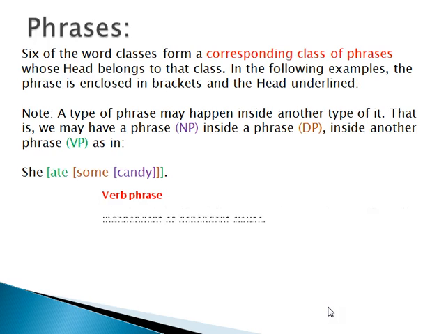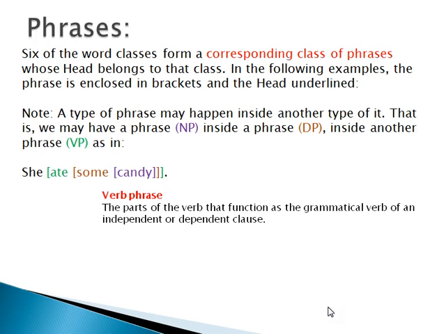So the verb phrase, I looked for a definition. I tried to bring up a definition of each kind of phrase. A verb phrase is defined as the parts of the verb, and not the verb only, but the parts of it that function as the grammatical verb of an independent or dependent clause. Okay? An independent clause is a clause that can be joined to another one by coordination. Dependent clauses are what we call in Portuguese oração subordinada.